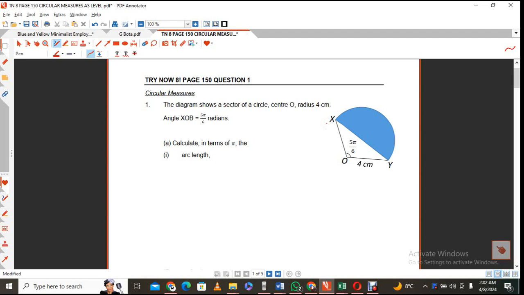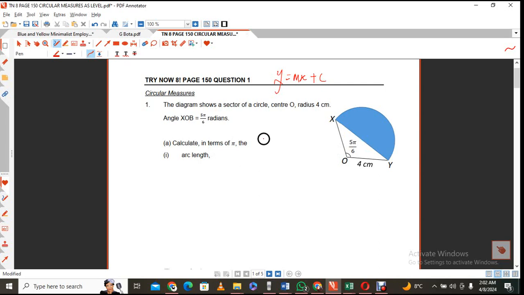I am doing a question here on circular measures, and I hope that you have access to the textbook. This is the textbook y equals mx plus c. But of course, I have retyped the question here. It shows that this diagram shows a sector of a circle, center O, radius 4 centimeters, angle XOB is 5 pi upon 6 radians. You're supposed to calculate, giving your answer in terms of pi, the arc length.